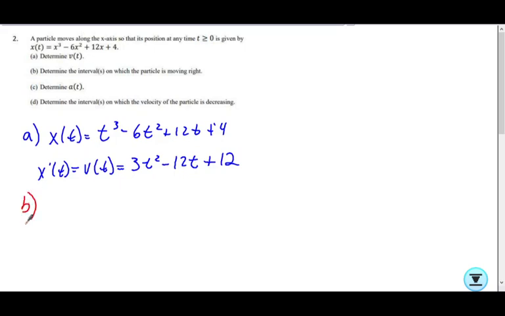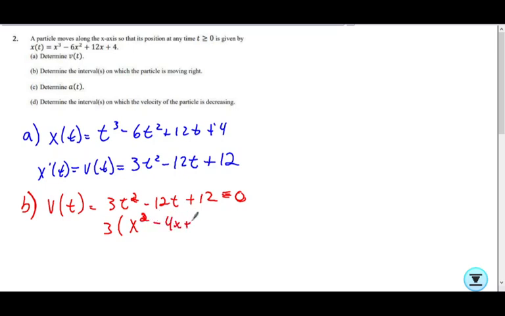It says determine the intervals where the particle is moving to the right. Again, we're looking for velocity. So we just found v of t, which is 3t squared minus 12t plus 12. We need to find where it's positive and negative, so first we need to find the zeros. So we factor it, so we take out our 3 and we get this. And so it factors as t minus 2 and t minus 2.